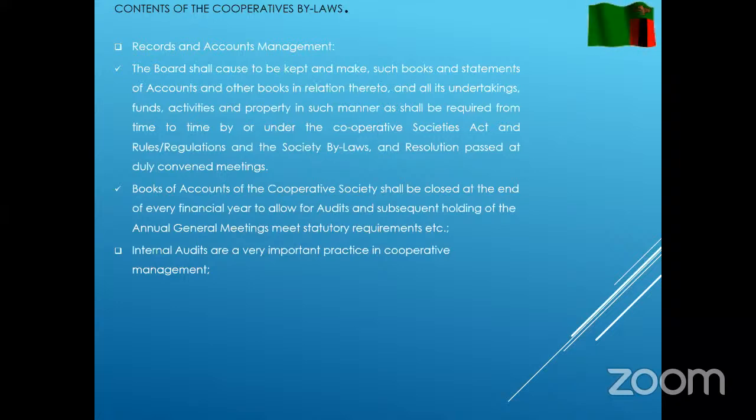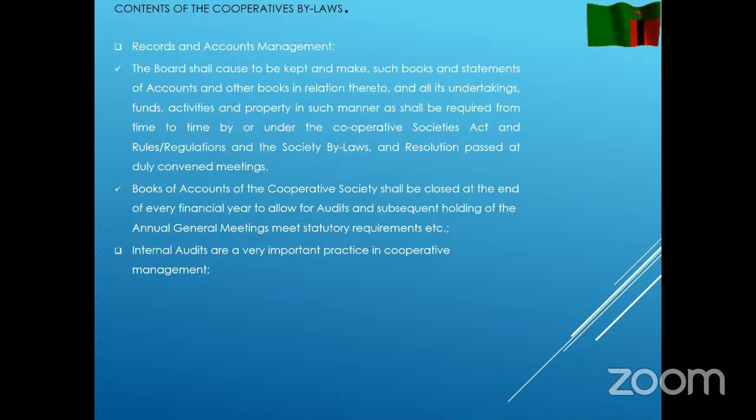So there are certain times again that you have done business for 12 months, then you need to close your books of accounts, conduct audits, and then you go and report to the general meeting. This is a statutory requirement. Report back to the members. You can also have a system of internal audits where internally you can have an internal audit system.